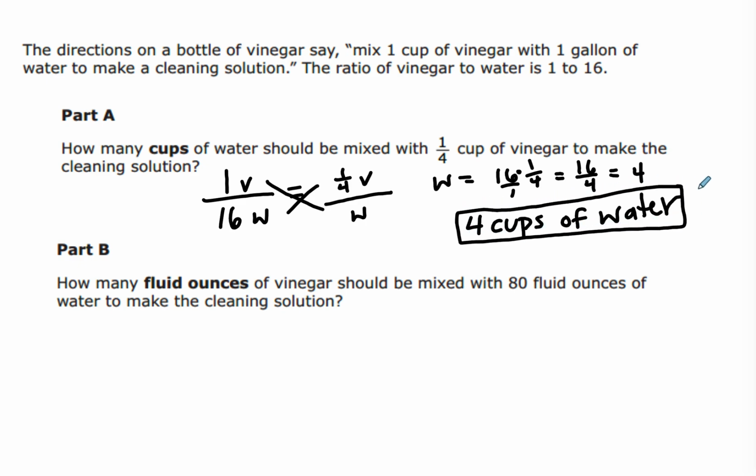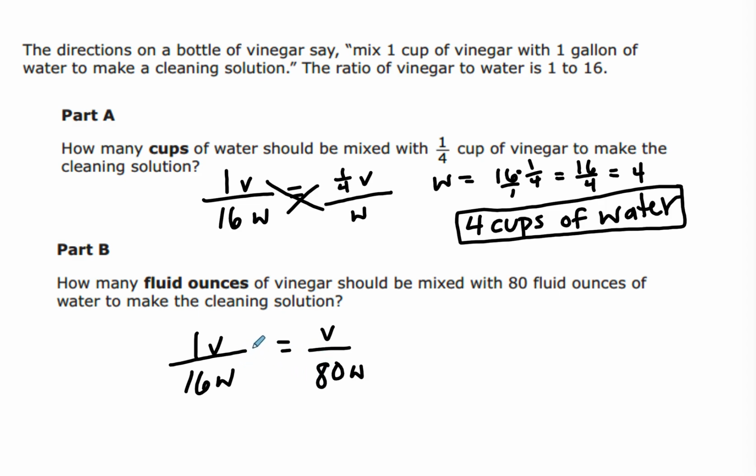Let's take a look at this next one. How many fluid ounces of vinegar should be mixed with 80 fluid ounces of water? So 1 part vinegar, 16 parts water. Doesn't matter if it's cups or ounces or whatever. Okay, so now I'm looking for vinegar. 80 ounces of water.